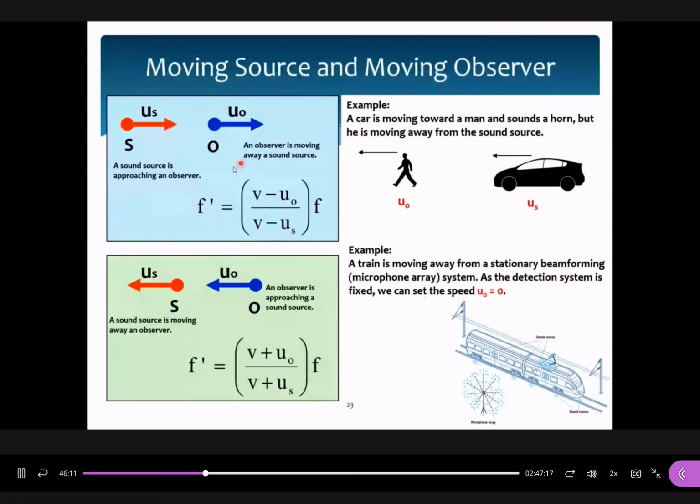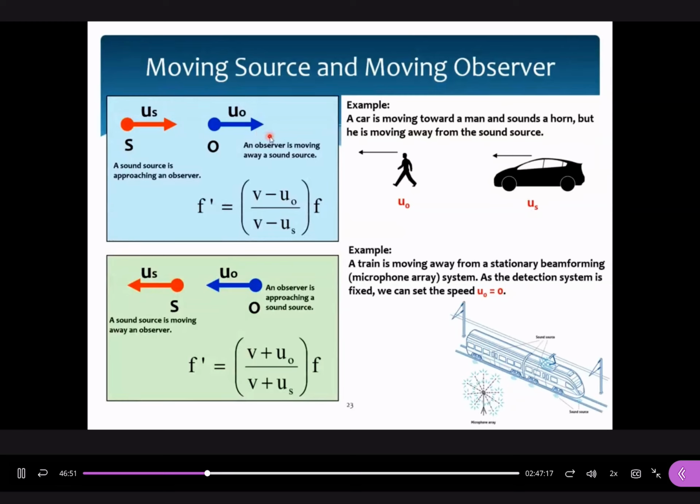So the situation is like this one. The source is moving towards this observer, and this observer is moving away from the source. When we encounter this situation, we need to use this equation. Remember, the arrows here are not used to represent left-hand side or right-hand side. We just consider them as towards the observer or away from the observer.